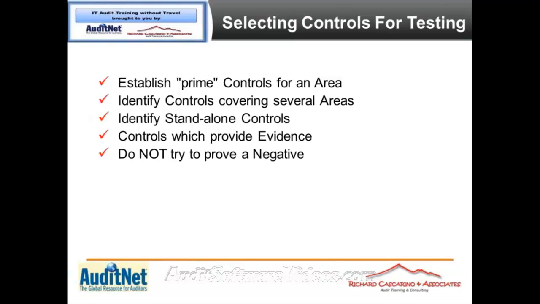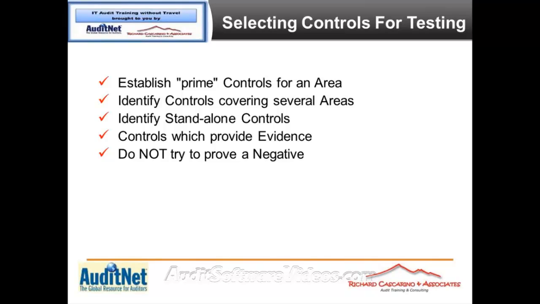You need to establish, before you start, what are your prime control areas for any given area, and then identify controls governing several areas, because you're looking for evidence that those controls work or don't work. And there's a problem, because many of the controls that we rely on are preventative controls which do not leave behind evidence for you to go and analyze.